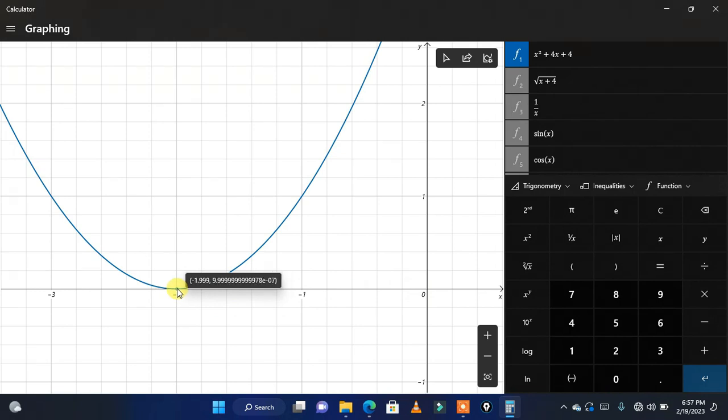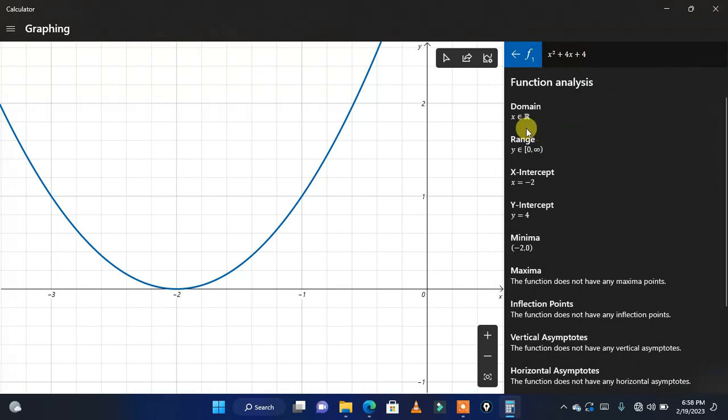And when it's 0, where does it go to? It goes up, up, up, up until infinity. So the range for this curve should be from 0 to infinity. And this description is perfectly fitted in the analysis of the calculator.